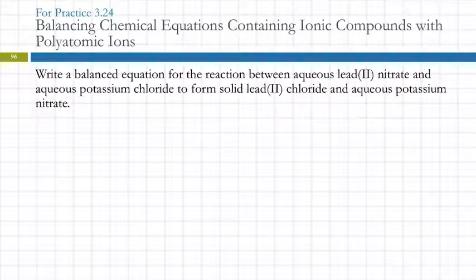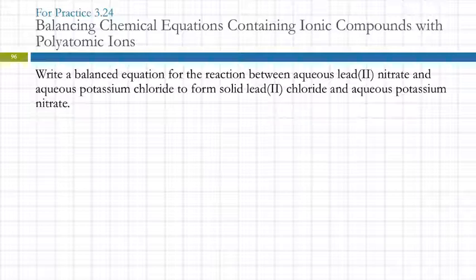Let's do another one. Write a balanced equation for the reaction between aqueous lead-2 nitrate and aqueous potassium chloride to form solid lead-2 chloride and aqueous potassium nitrate. So here we have ionic compounds. We're going to need to figure out what the ions are.